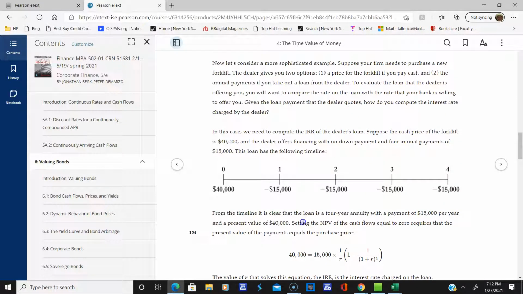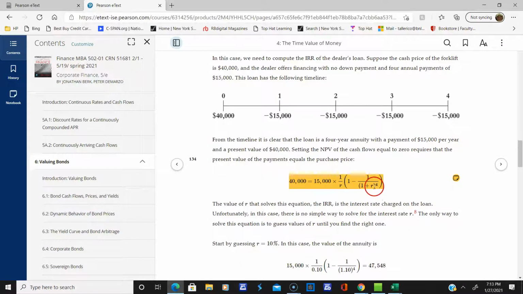All right. So from the timeline, it's clear that the loan is a 4-year annuity. This is an annuity, which means constant payments and constant time intervals of 1 year. And here's the present value of $40,000. So we set the net present value of the cash flows equal to 0. This was the initial investment, and it requires that the present value of the payments equals the purchase price. So we get the present value of the payments right here. And again, this is the net present value equation in disguise. And of course, we're going to solve for R.